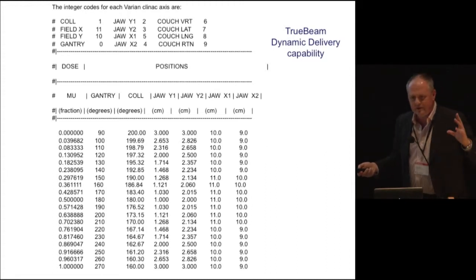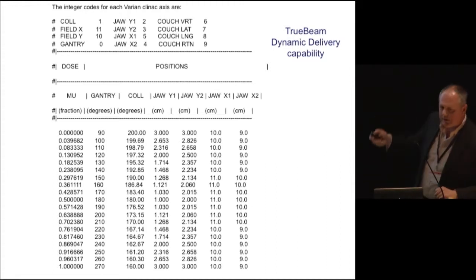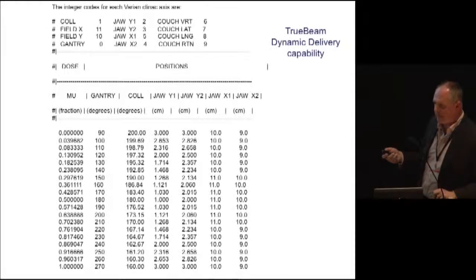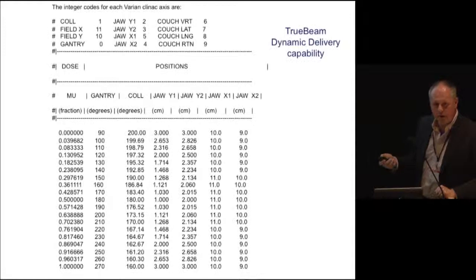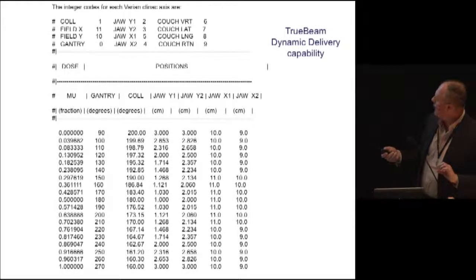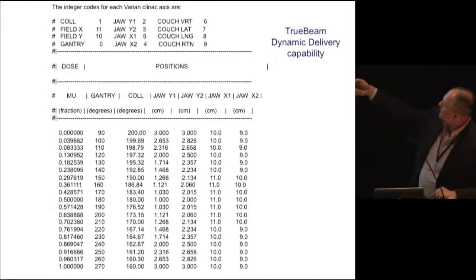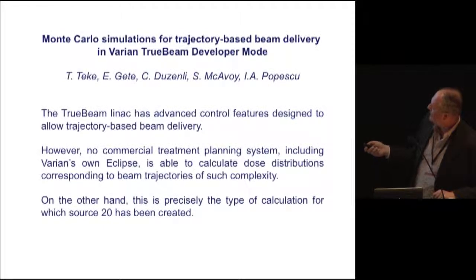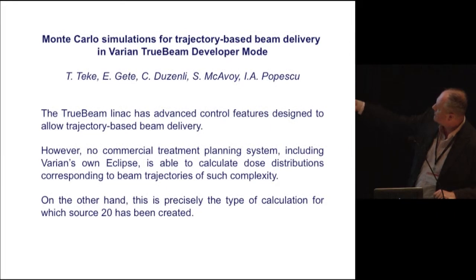But where Source 20 really shines is when you allow all degrees of freedom to be present at the same time while the beam is on. And that's possible in the TrueBeam developer mode, which is not a clinical mode, but it allows you to have the beam on while not only the gantry and the collimator and the jaws move independently, but also you can have couch rotation and translation in any direction. So here's an example. For each control point, all these parameters are different.